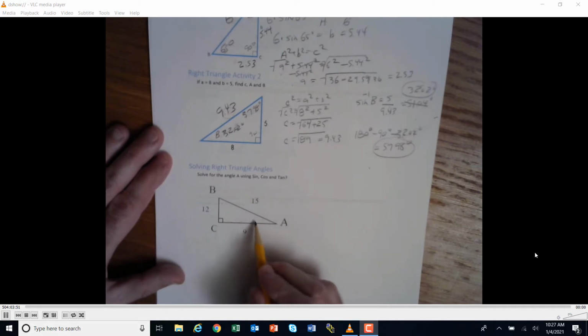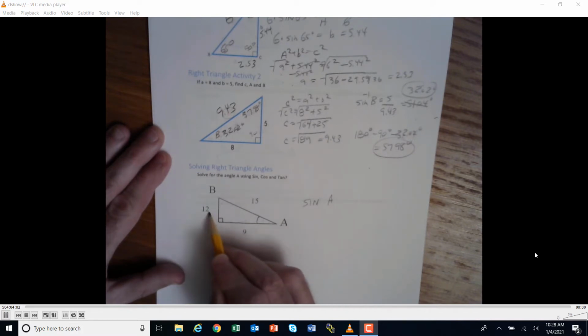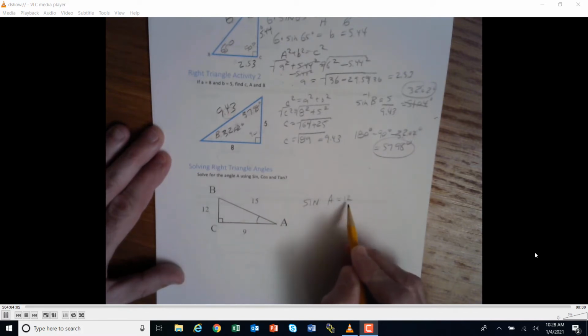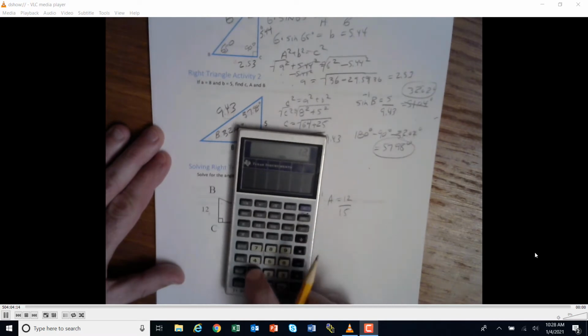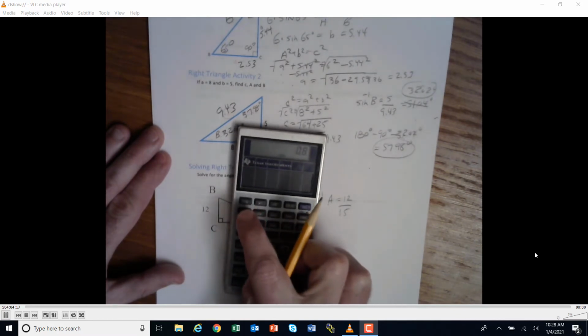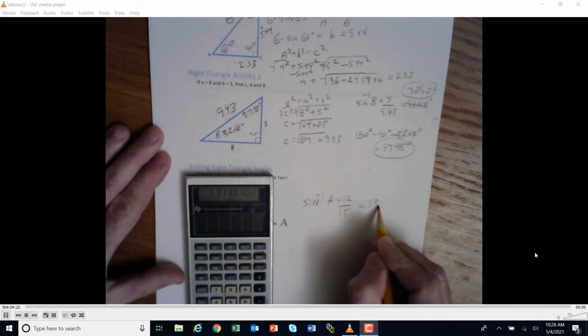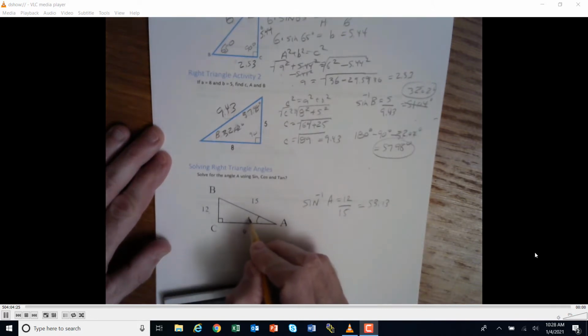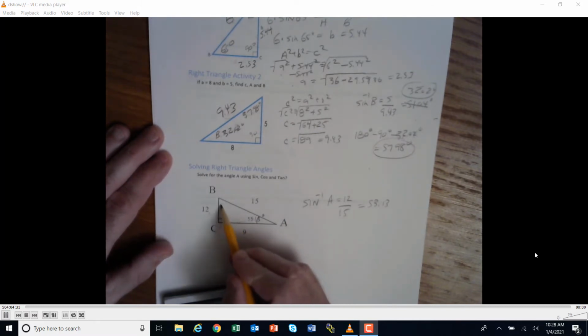So we want to get an angle. Let's say we want to get this angle here, and we can use SOHCAHTOA again. Sine of A is the opposite over the hypotenuse, which would be 12 over 15. In order to get that, we have to take the inverse sine. That's going to give us that angle. So if I go 12 divided by 15 and I hit inverse sine, I get 53.13 degrees. Okay, so this is 53.13 degrees.